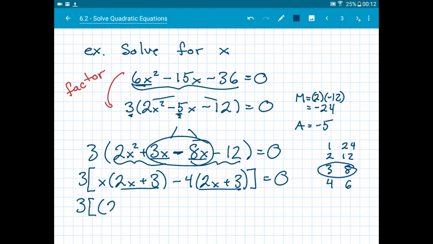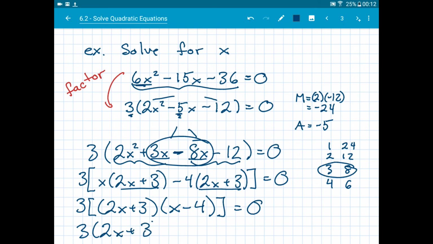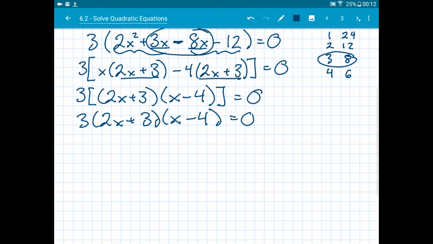So when I factor out that binomial factor, because it's in common between the two, I end up with 3 times 2x plus 3 times x minus 4 equals 0. And I'm just going to drop the square bracket now. It's just nice to have it there to keep me organized, but I don't need it anymore because it doesn't actually matter what order you multiply in. Okay, so now we take a look down here, and we know one of the 3 things that's being multiplied has to be 0. So 3 certainly can't be equal to 0, so we don't have to worry about the 3. One of these other 2 factors has to be equal to 0.